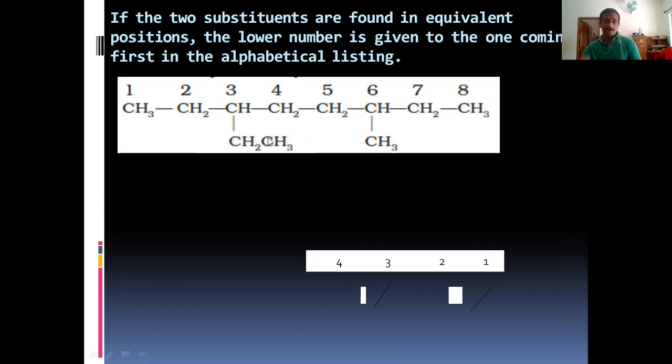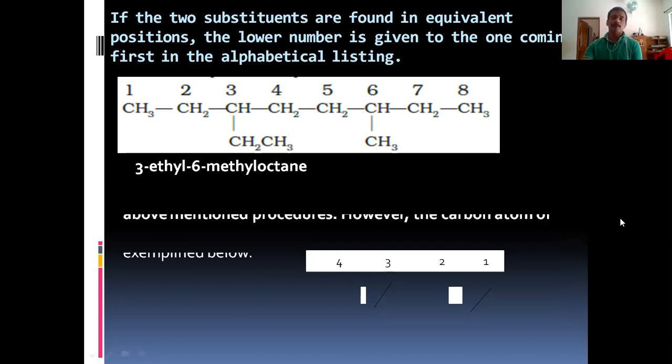What is the name of this substituent? Ethyl. It is the name of this substituent; CH3 is methyl. So when you compare ethyl and methyl, ethyl is alphabetically first. So you have to start numbering from this side. 1, 2, 3. 3-ethyl, 4, 5, 6, 6-methyl octane. 3-ethyl, 6-methyl octane.